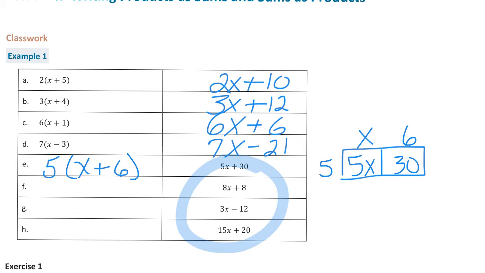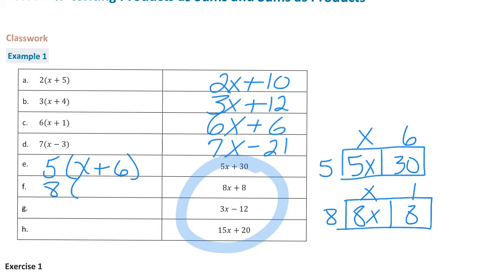Okay. So for the next one, I have 8x and 8. And I think to myself, what's going to go into both of those? 8 will. And then I work the area backwards. 8 times x gives me 8x. And 8 times 1 gives me 8. So the 8 goes here. And then in parentheses, x plus 1.